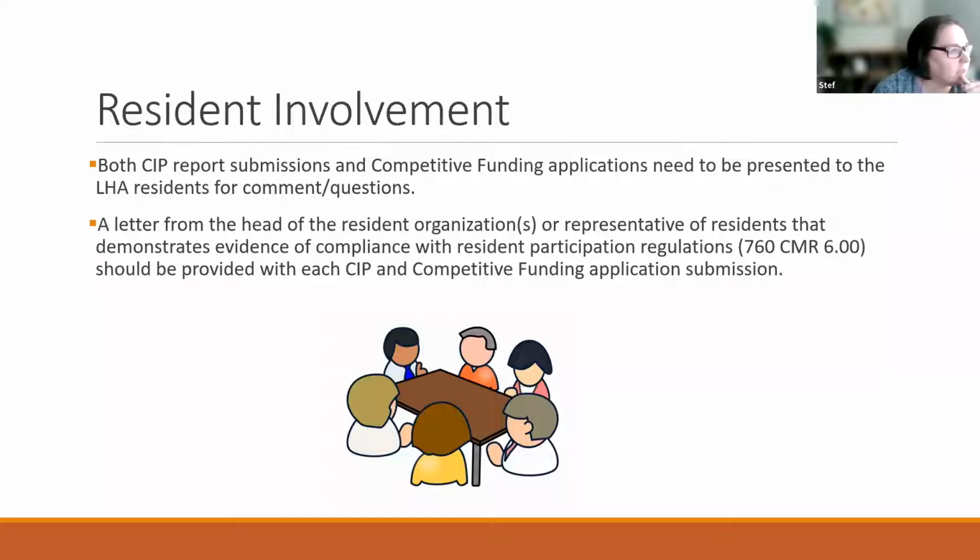So oftentimes applications and CIP reviews are done at the board level, but each also is required to have some kind of opportunity for residents to give feedback and to participate in the conversation of what the priorities of the housing authority are, so that your perspective is included when it's finally submitted to DHCD.